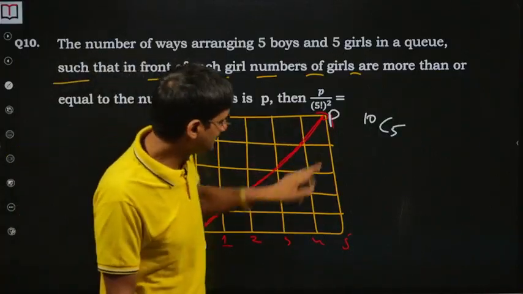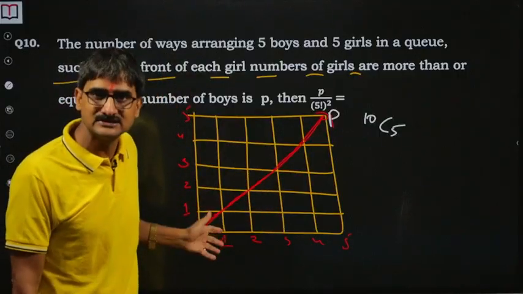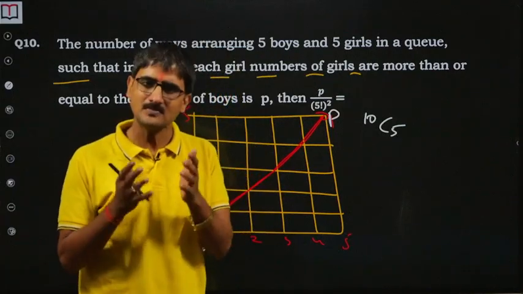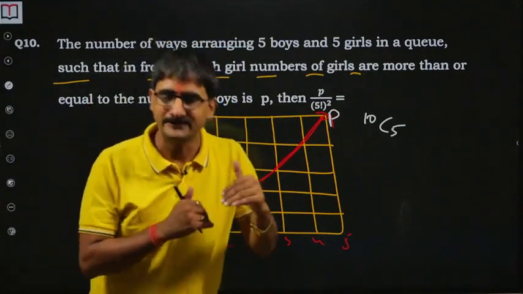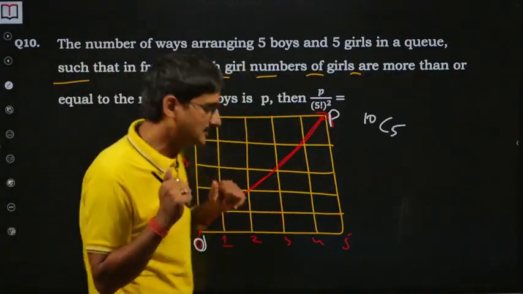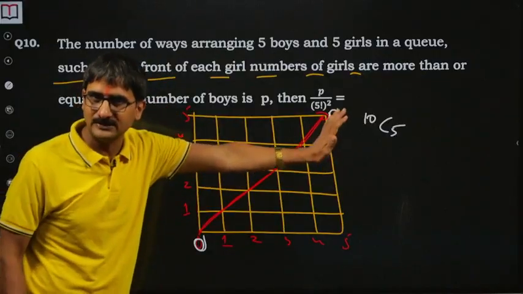So from here to here you have to take 10 steps, and out of those 10 steps you fix any 5. Any 5 means 5 horizontal, 5 vertical, in any order. That's one way of getting this answer.